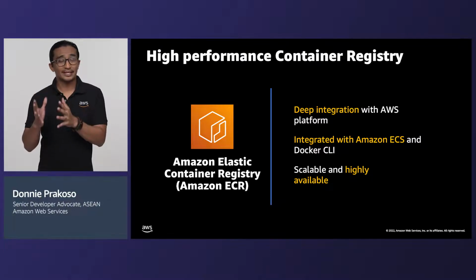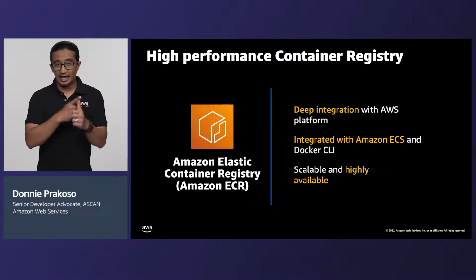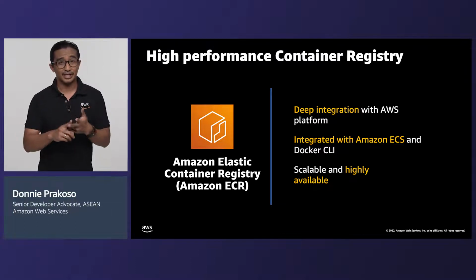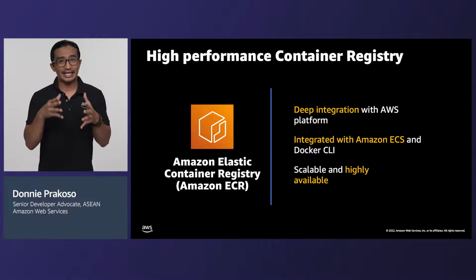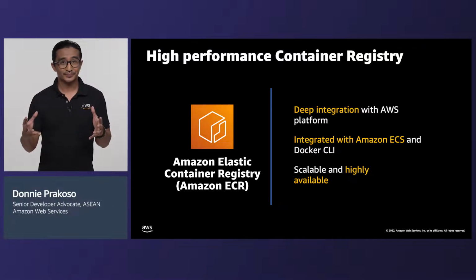And when you are working with containers, you also need to have a container registry. And this is where you will need Amazon Elastic Container Registry, or Amazon ECR. Amazon ECR is a high performance, scalable, and highly available container registry with deep integration in the AWS ecosystem, making it the best choice for you to use as a repository to centralize your container images.